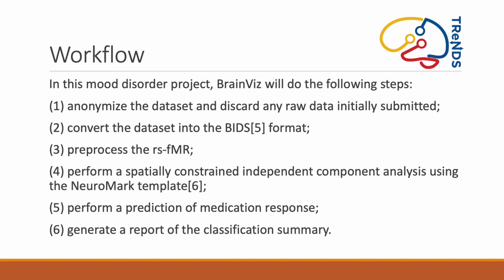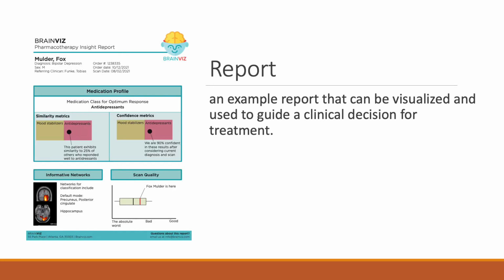The output from the spatially constrained ICA will serve as input to a support vector machine neural network, whose output will then be used to predict the medication class response for the given subject scan. This output can also be summarized into a standardized report. A sample report that summarizes the output of the AI model has been provided on the left part of this slide. The report is organized into 3 main parts.